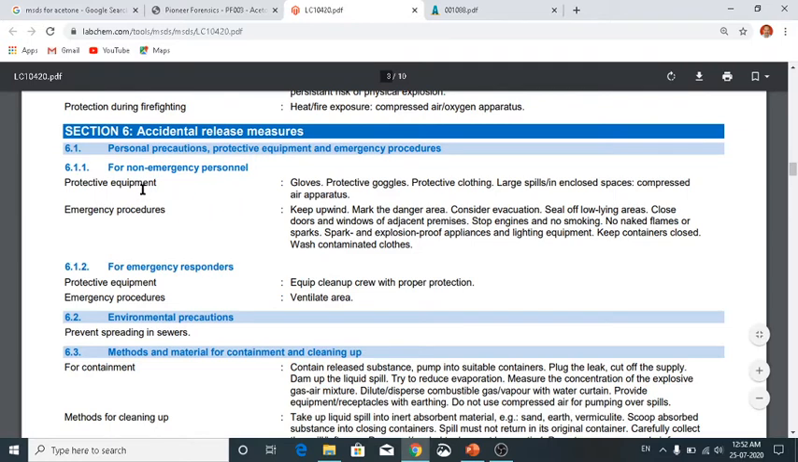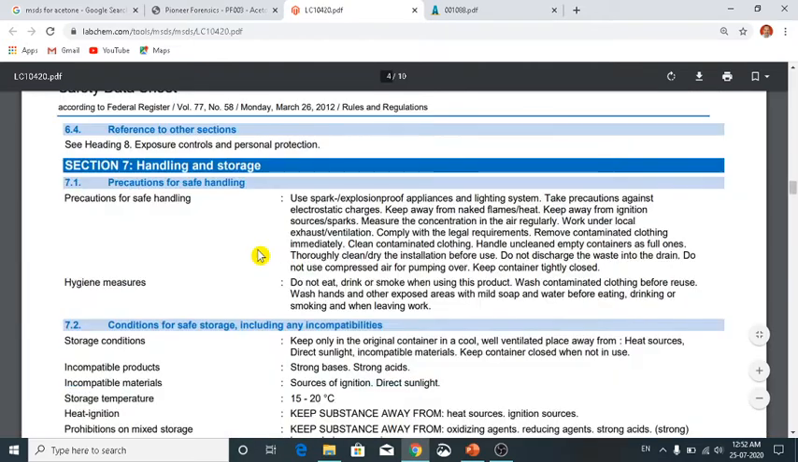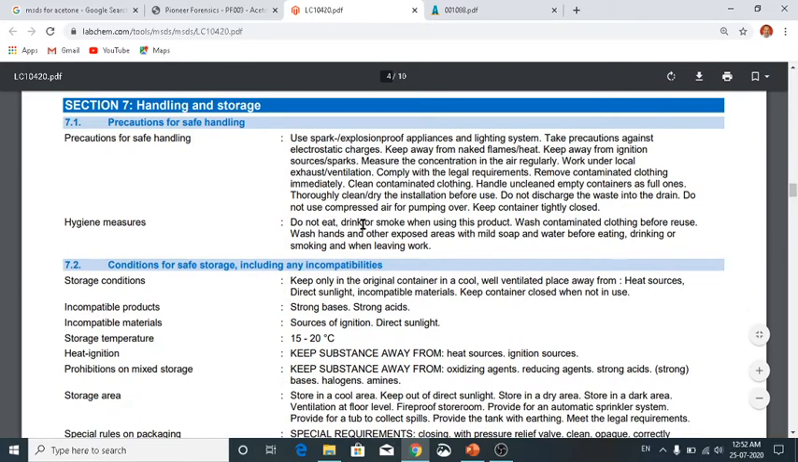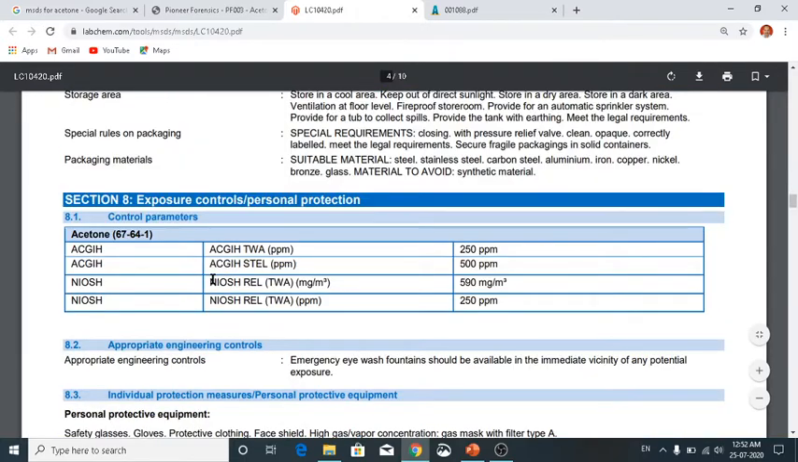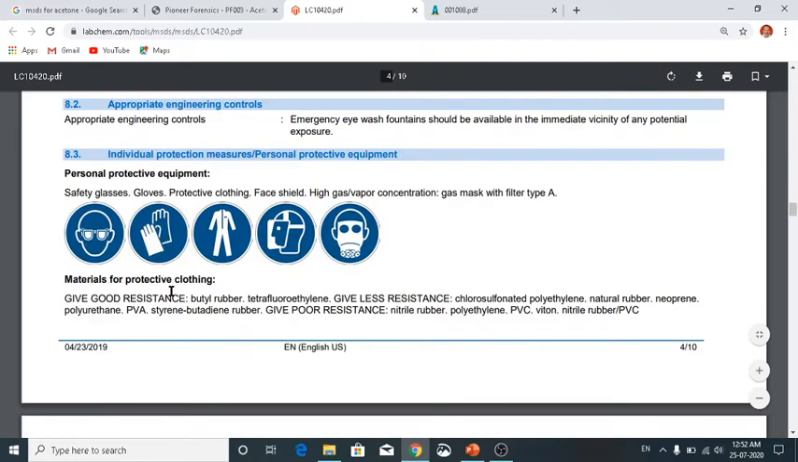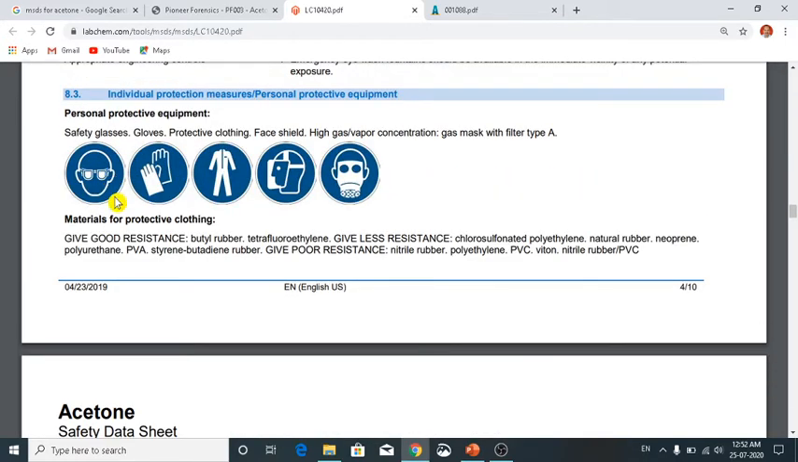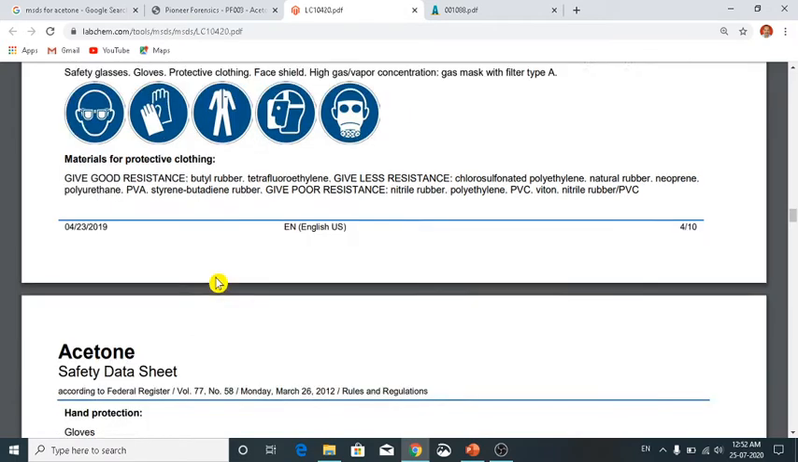Accidental release measures: protective equipment, gloves, goggles, protective clothes like this one. Handling and storage: we cannot eat, drink or smoke when we use this product. Exposure control is also given in a code language. These are the protective equipment: goggles, hand gloves, protective clothing, face shield and mask.